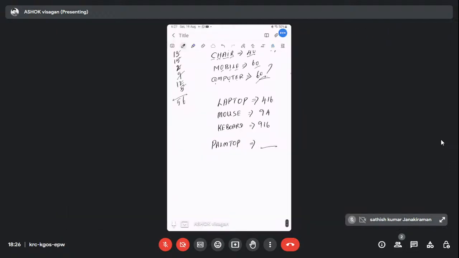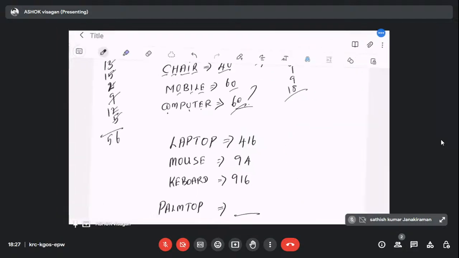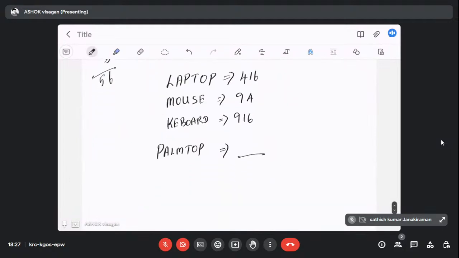I hope some of the students have got the logic in this so far. If you take the word laptop, the answer is 416, then 94, then 916. The numbers seem very similar to each other. For example, 16 is 4 square, 4 is 2 square, 9 is 3 square, 9 is 3 square, 16 is 4 square, 4 is 2 square. 2 square, 4 square.